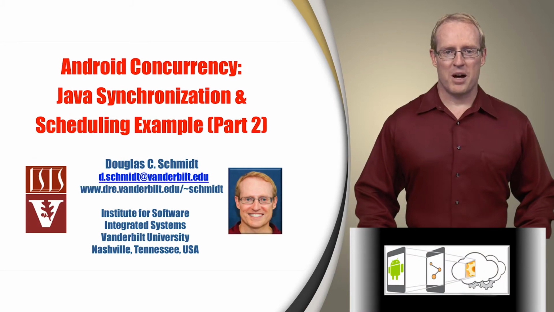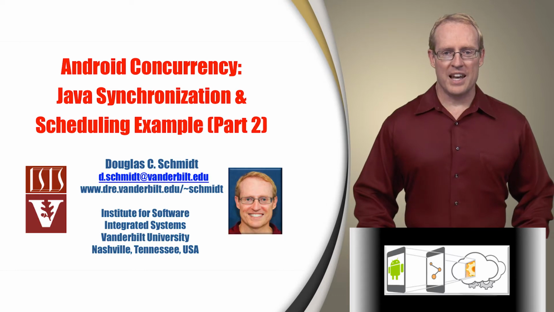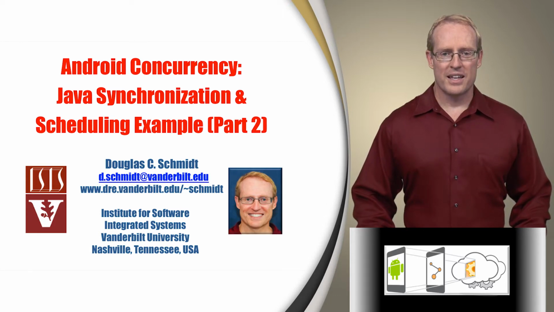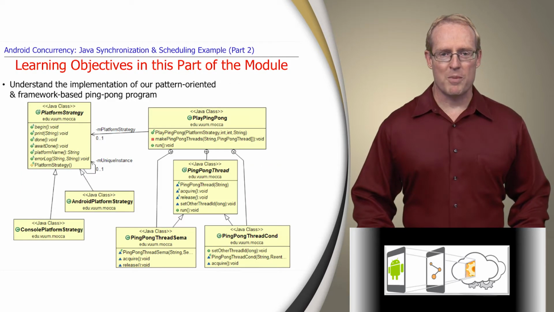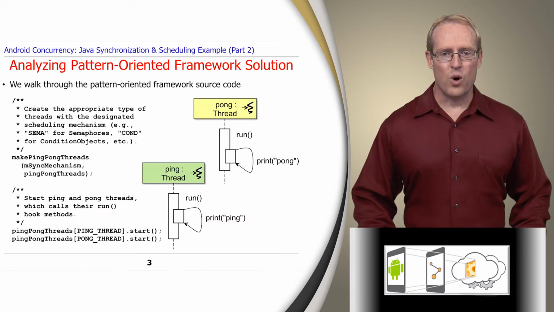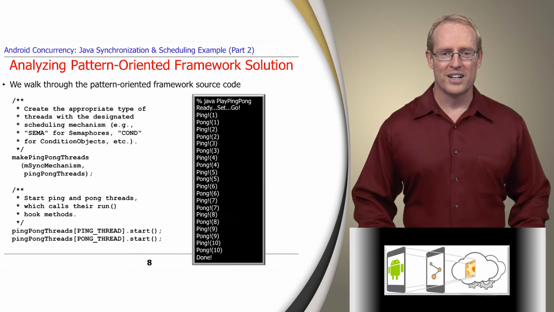Welcome to the next part of the module, which continues the analysis of an example that shows how Java concurrency mechanisms can be used to synchronize and schedule the behavior of threads in a concurrent program. This part focuses on the ping-pong program implementation, building upon the design overview in the previous part. In particular, we conduct a detailed walkthrough of the pattern-oriented framework source code and show how it's customized to create and start two Java threads whose run hook methods alternate printing ping and pong on the computer console.